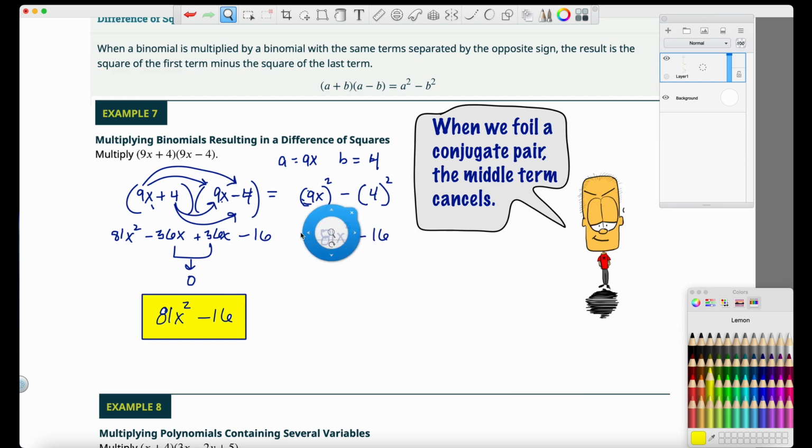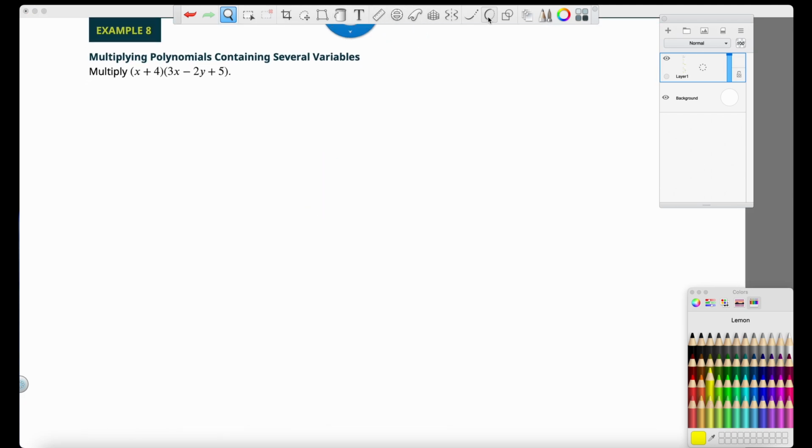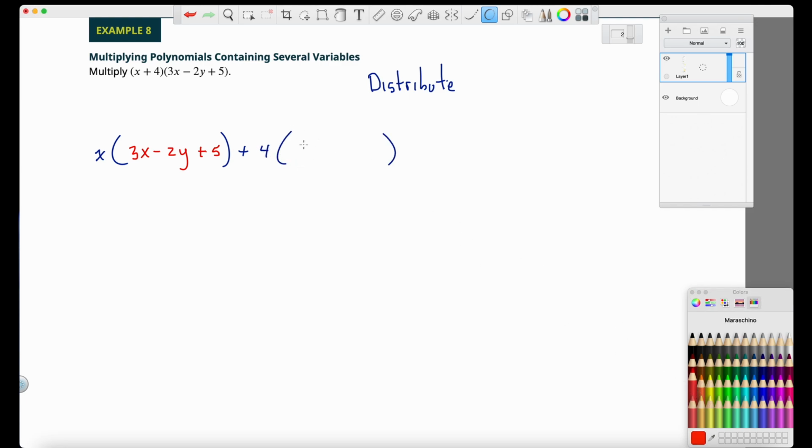Cool. All right, we got one more left in this example, and it's pretty much the same as a previous example, except we have two variables here, an x and a y. We're just going to treat this as a normal distributive kind of thing, where we take x times the trinomial 3x minus 2y plus 5, and then add the 4 and distribute that into the 3x minus 2y plus 5. And we'll distribute, we'll group, and we'll add like terms and simplify.